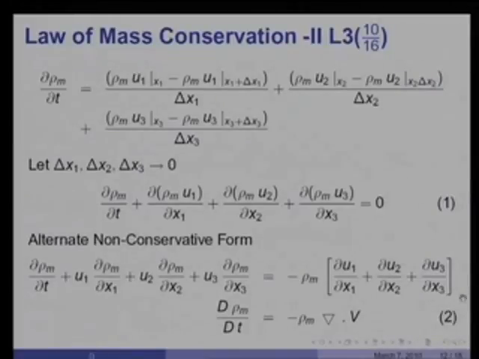This way of writing is called the non-conservative form of writing the law of conservation of mass, and you will readily recognize that this left hand side is nothing but what we call the total derivative d rho m by dt equal to minus rho m, and what is this? This is simply divergence of velocity vector v, and therefore written as del dot v. So d rho m by dt equal to minus rho m del dot v is a non-conservative form of the law of conservation of mass.